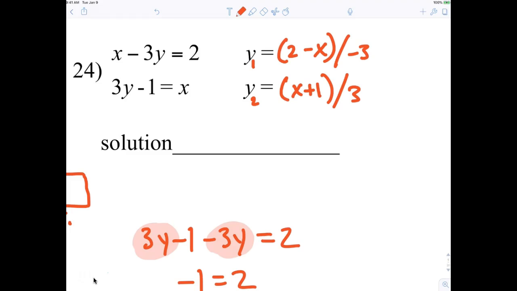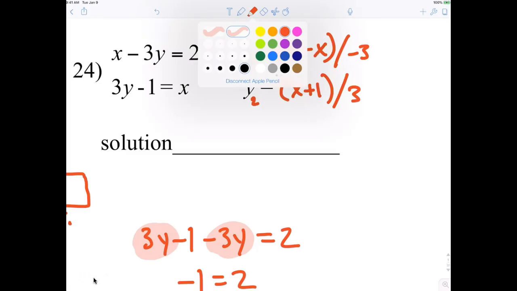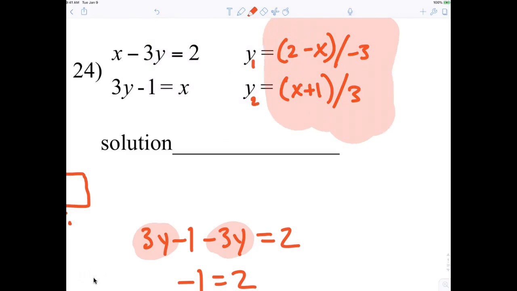You know you're correct. The problem is, if you're not sure what I'm doing here, everybody okay with this right here? How I set that up? You're just isolating the y.